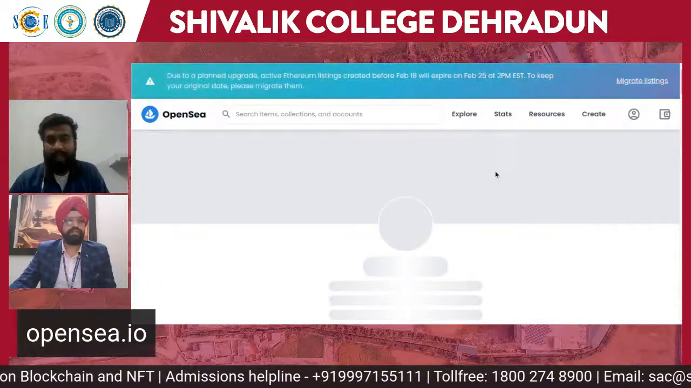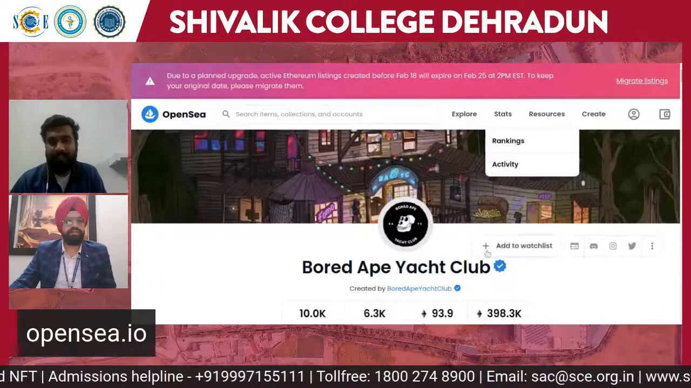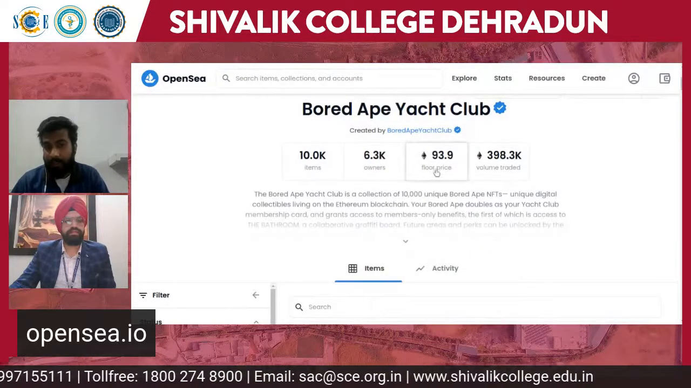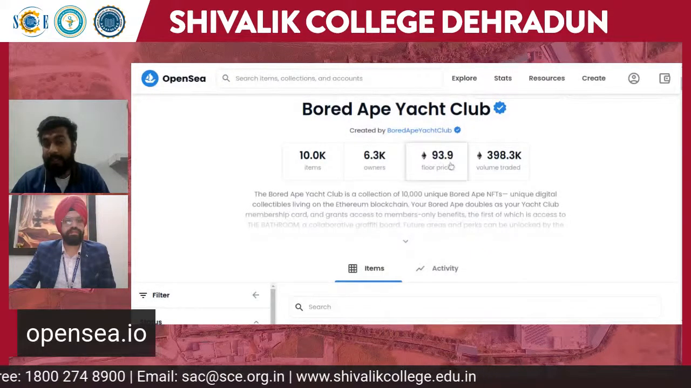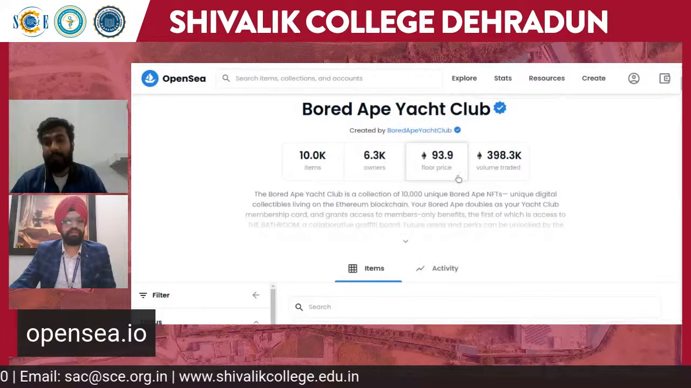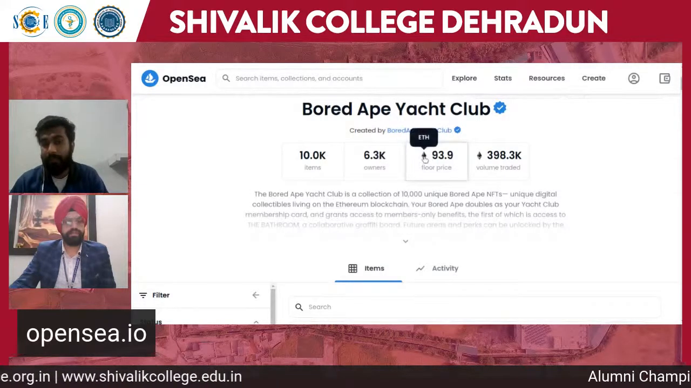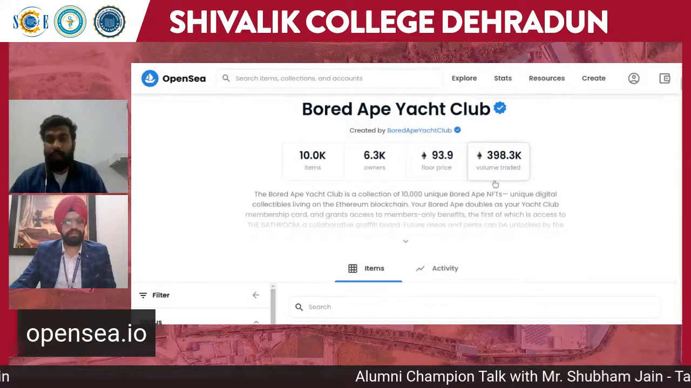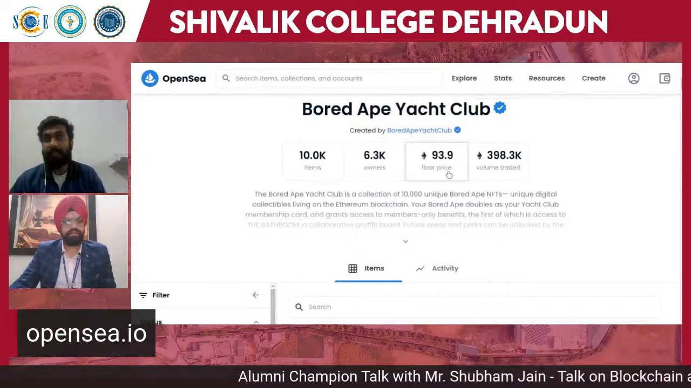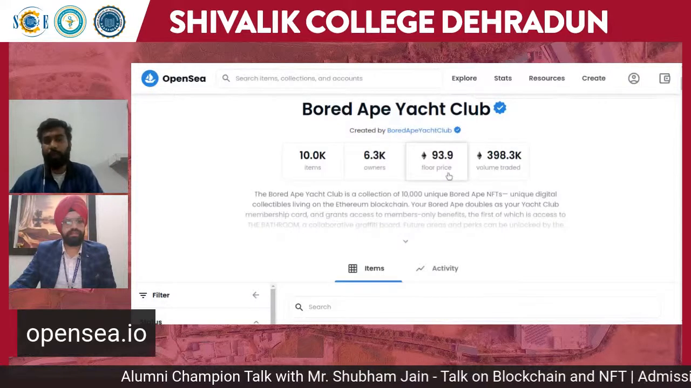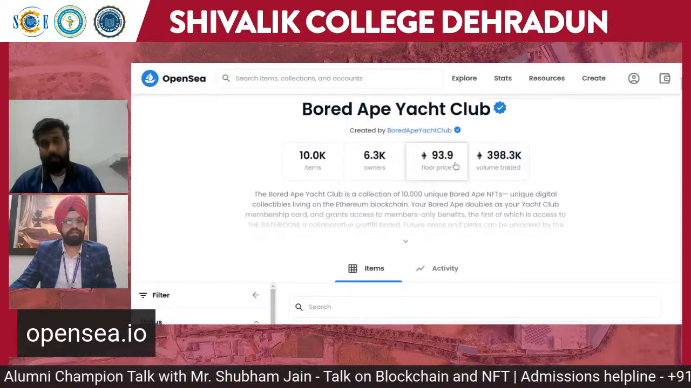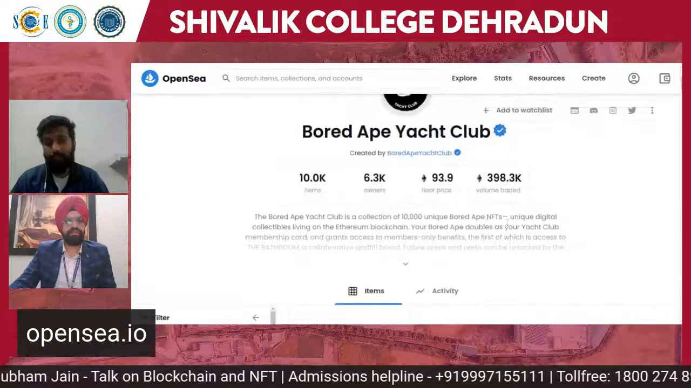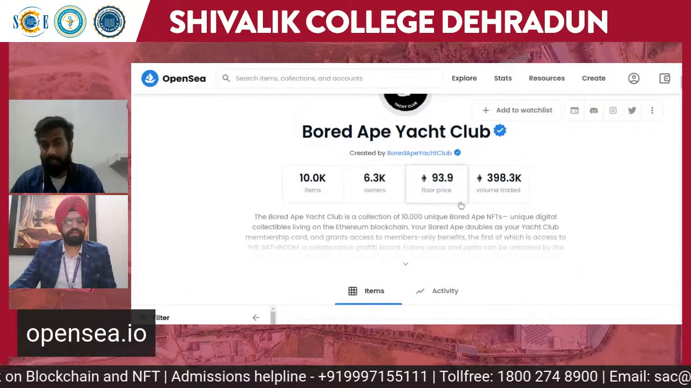So business is a different thing, but you have to be unique. If you see, the floor price is 93.9 Ethereum. This sign is for Ethereum. If you get this ETH, this is the Ethereum. So 93.9 into 2 to 2.5 lakhs. You can imagine how much they have made through the transactions of this, and this is only the sell.